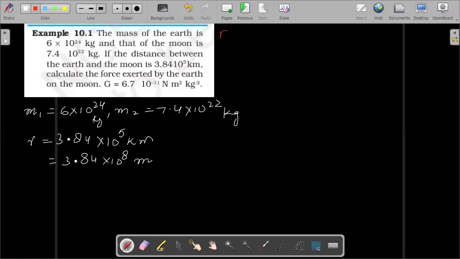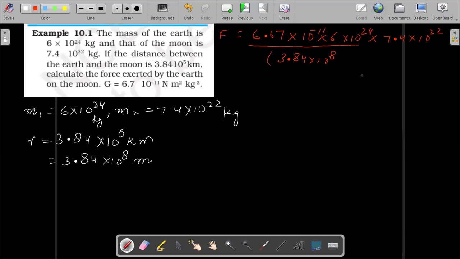So to obtain it, you have to write F equals G, which is 6.67 multiply 10 to the power minus 11, multiply M1, which is 6 multiply 10 to the power 24, multiply M2, that is 7.4 multiply 10 to the power 22. This whole divided by R square. The value of R is 3.84 times 10 to the power 8. Now you square this.